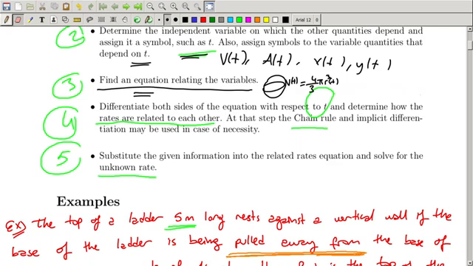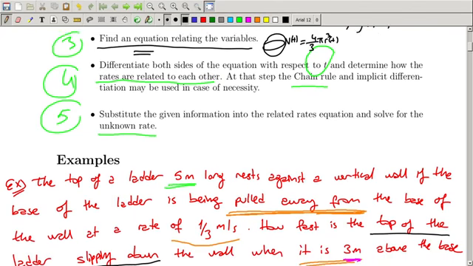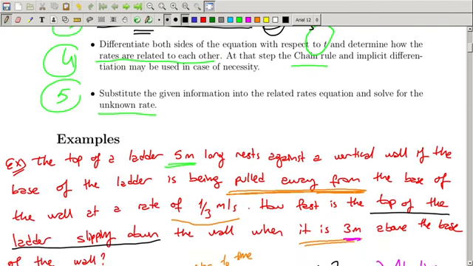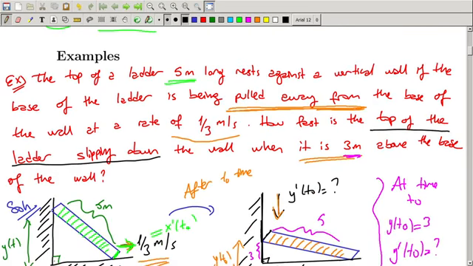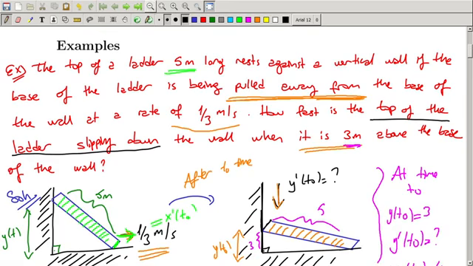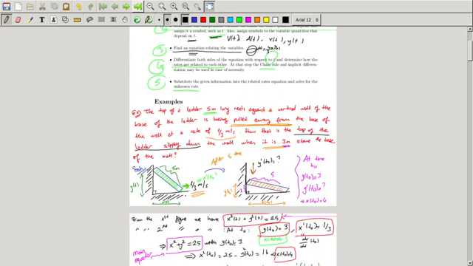In stage 5, substitute the given information into the related rates equation and solve for the unknown rate. These are the main steps that you can follow or not, but in any case, it may be helpful for you. So let us see the following question. Let me make it a little bit smaller.